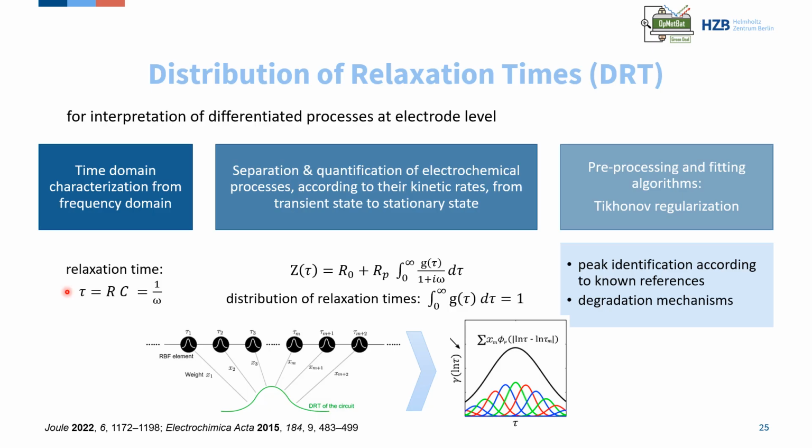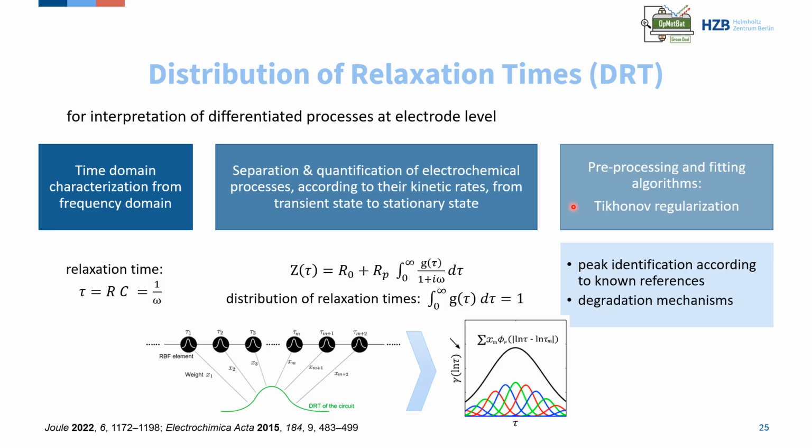Firstly, a relaxation time can be calculated as a product of a resistance and a capacitance arranged in parallel, which is also related to the frequency at which charge transfer processes occur. For the evaluation of these distributions, the impedance values can be converted from frequency domain to time domain. Then, the impedance equation is expressed in time domain according to the solution resistance, the polarization resistance, and the different contributions of processes of defined relaxation times.